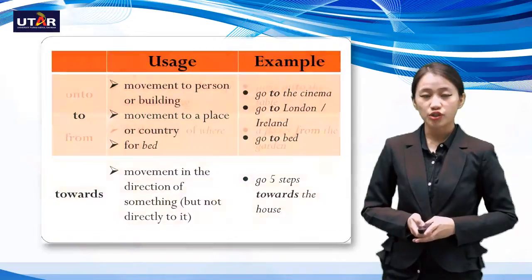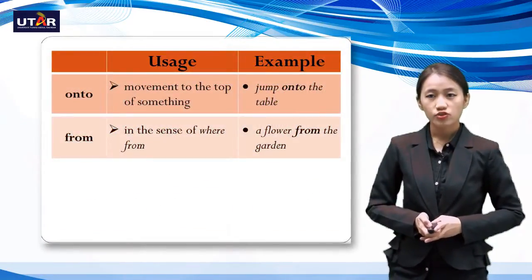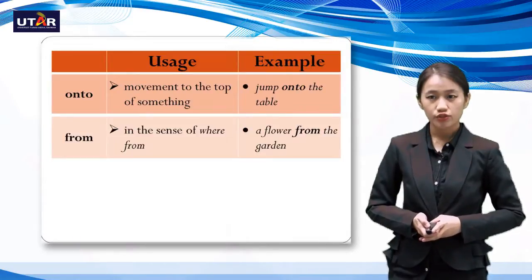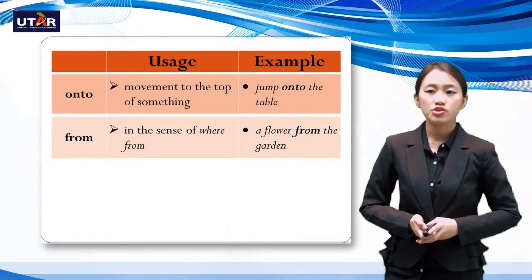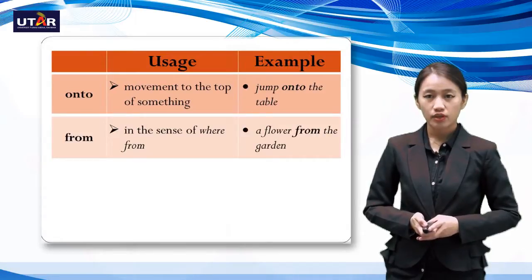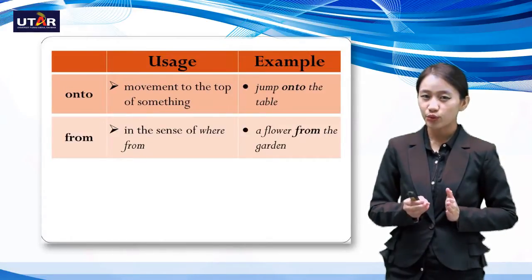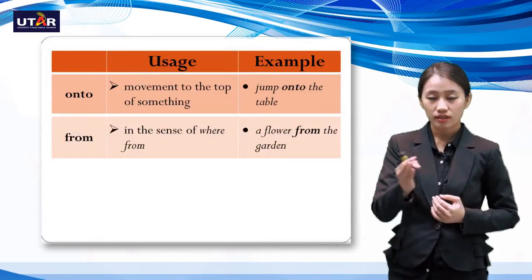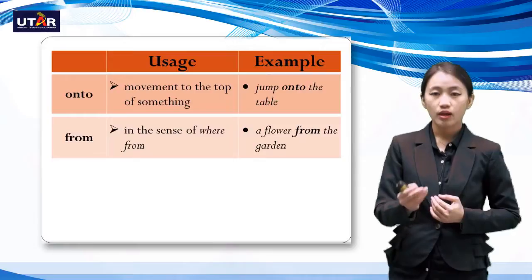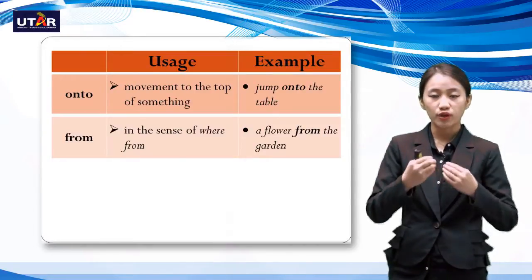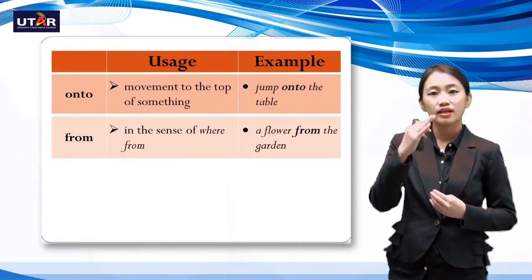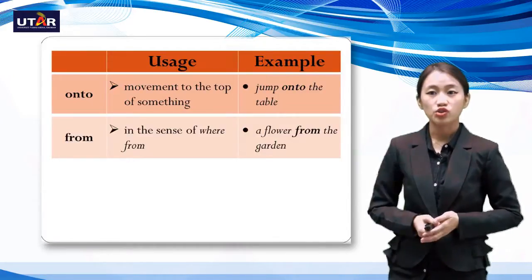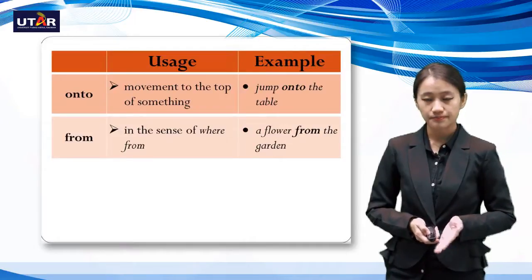Now next preposition is onto. So onto would be the movement to the top of something. So for example here is jump onto the table. So again, similar to into, where you are from outside, you are going into a room or a place, whereas onto would be from one point to something higher, or in this case, the movement to the top. So jump onto the table.